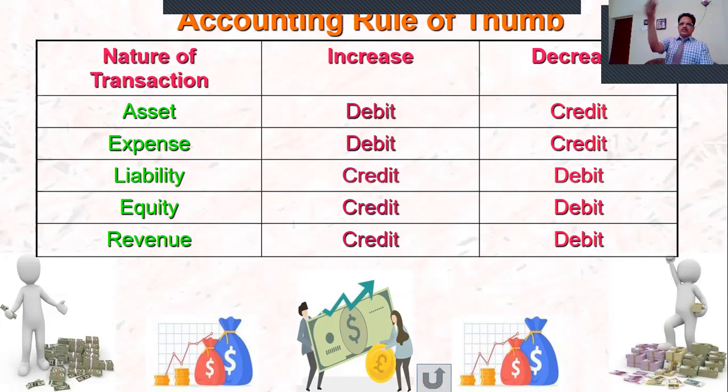Any expense, when it is increasing, whether salary, commission, wages, electricity, carriage inward, carriage outward, rent, insurance, advertising, or audit fees, will be debited. When expense is decreasing, it will be credited. Then liabilities, which we discussed yesterday, are the dues and obligations of the business to outsiders. When liabilities are increasing, it will be credited, just opposite. When liabilities are decreasing, it will be debited.